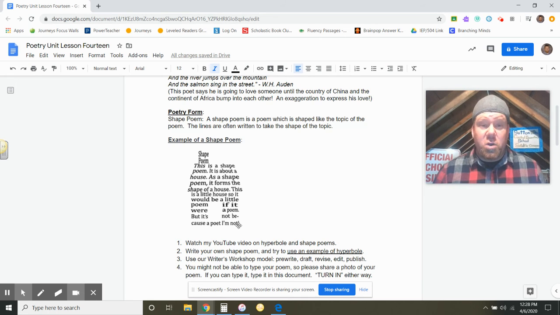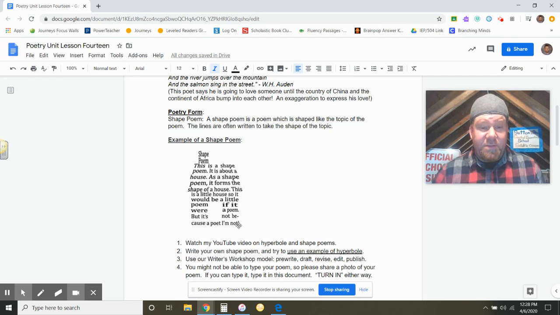Either way, whether you take a photo of it or type it, I need you to make sure you turn in this document. All right, so a shape poem. What is a shape poem? Well, it's really cool. A shape poem is a poem which is shaped like the topic of the poem. The lines are often written to take the shape of this topic.